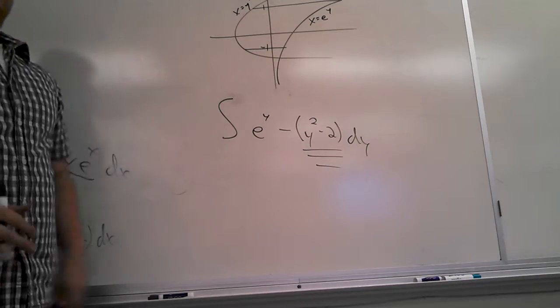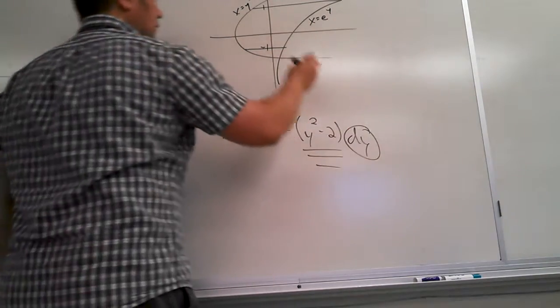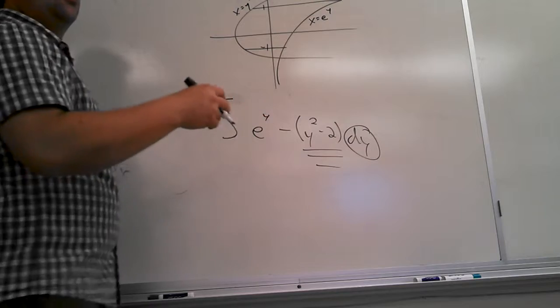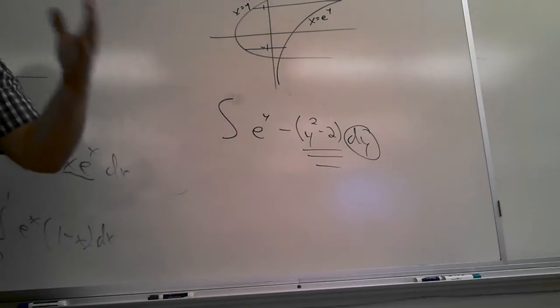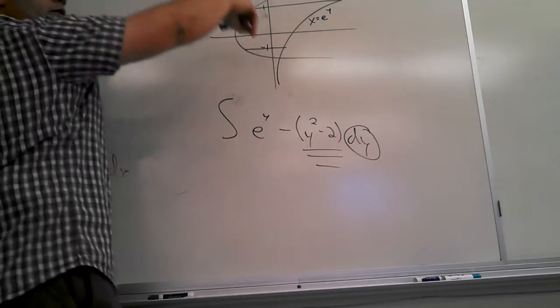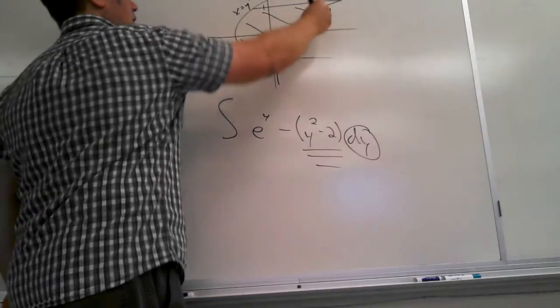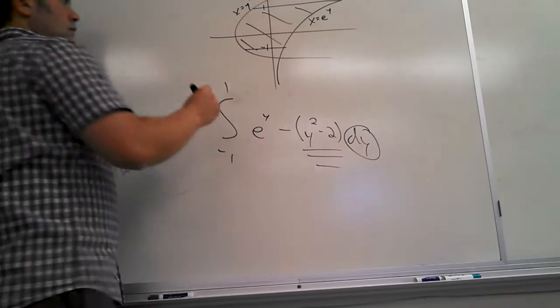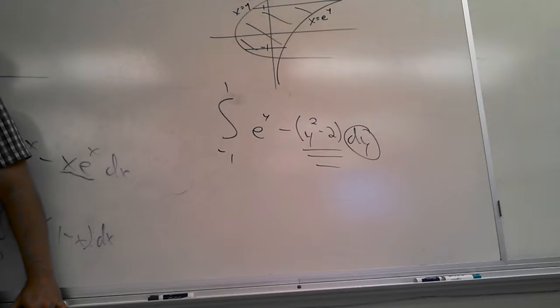And your limits are in terms of y, so your limits are given to you, which is nice. There's no figuring out when they meet. They give you the interval from -1 to 1. So that's not too bad.